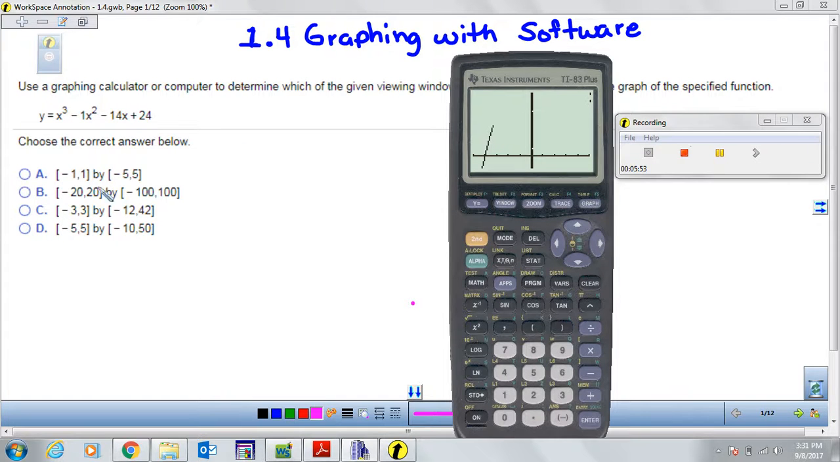All the other windows, if you try them, some of them are going to make the graph look really tiny, so that you're not even going to be able to see all the attributes, and it's going to cut too much. Other ones are going to use very large domains and ranges, but the graph is going to look tiny, tiny, tiny. And other ones are going to cut too much from the graph that we need to see. So here the best viewing window is this.